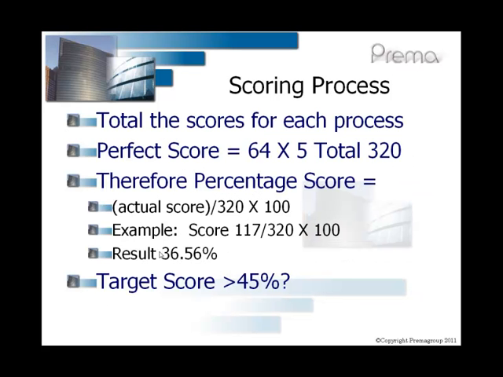So how do you arrange the scoring? You total the scores for each process. So you have 64 questions, and they could score a maximum of 5 for every single question, totaling 320. Looking at your percentage, simple maths, divide by 320 and multiply by 100. In this example they've scored 117, which gives them a resulting percentage of 36.56. Upon contract award you could set them a target score, for instance of 45% or 50%, and then do interim audits to see how well they're doing.